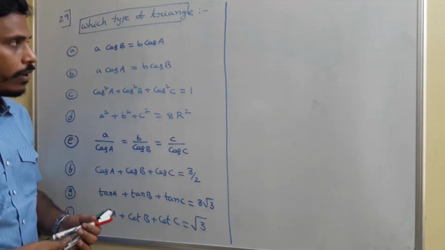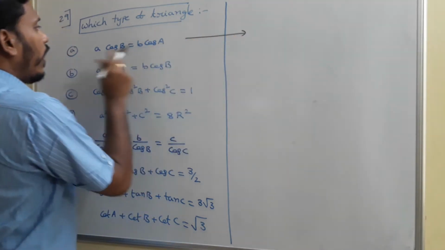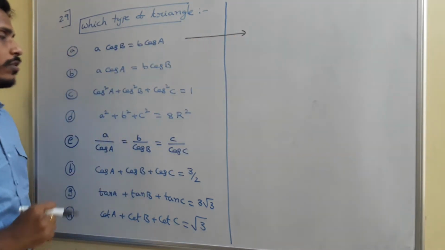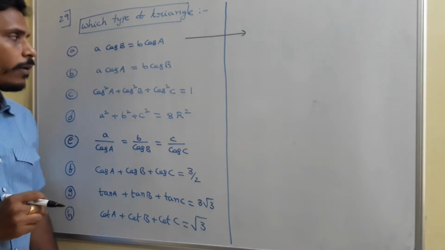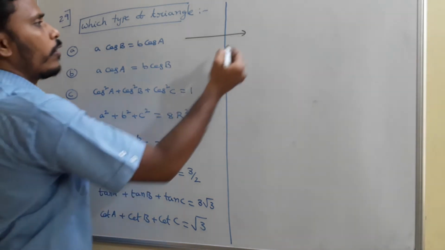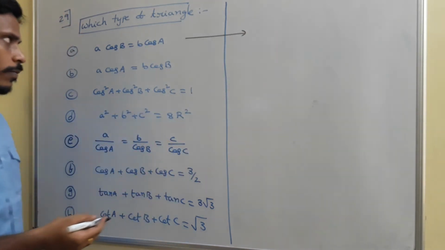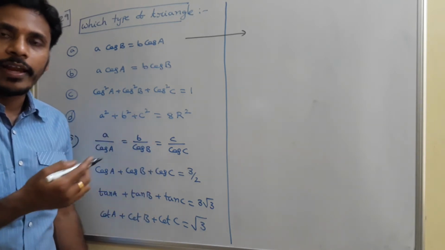Okay, one by one I am going to deal with. The first one, A cos B is equals to B cos A. If you have this condition, then we need to check which type of triangle it is. For that, I may use any one of the rules. I may go from the direction of sides or from the direction of angles.